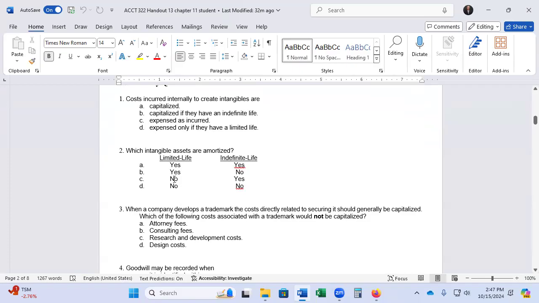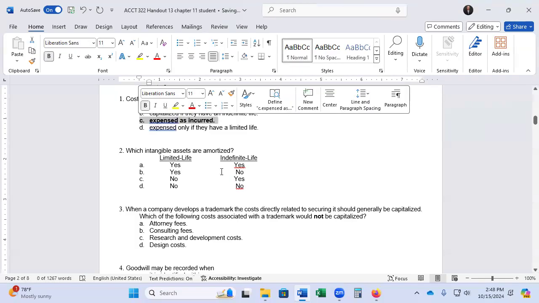Okay, let's go ahead and go through these. Costs incurred internally to create intangibles. So that is things like employee costs, overhead, all those things that are internal to the company. Even though a company can have expenses for costs to create intangibles, they have to pay them out of the company in order to do that. So for costs incurred internally, they are expensed as incurred.